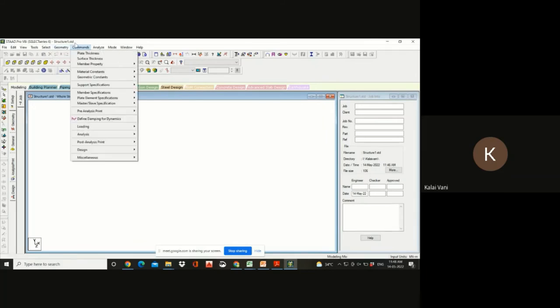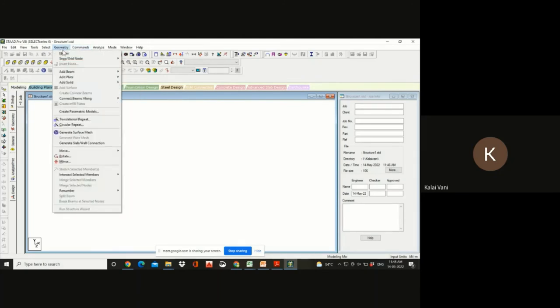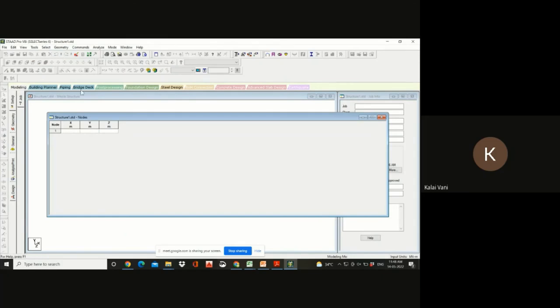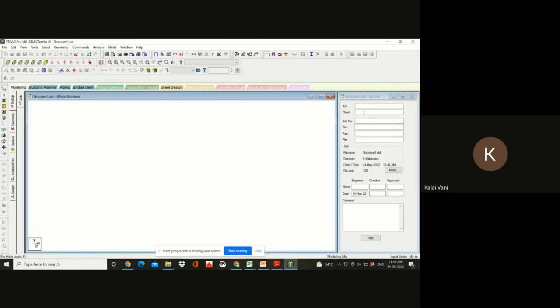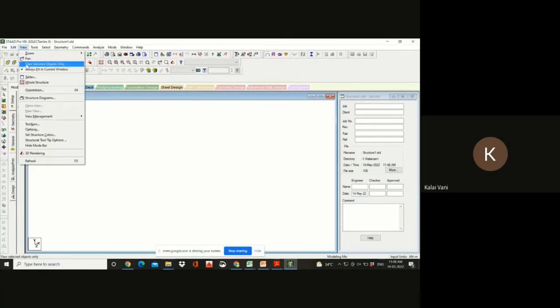You have to stick to this geometry and follow this command taskbar, so one by one you can do it. First is the geometry, where you have to create the nodes. The rest, your file, edit, view and all, you might already know. Under file you'll have save, save as, print, everything. And edit, I'll show you.